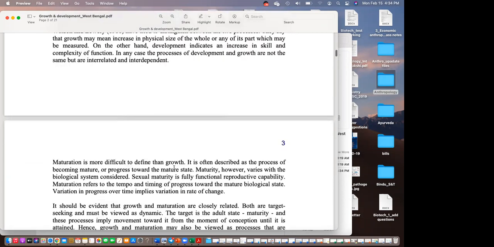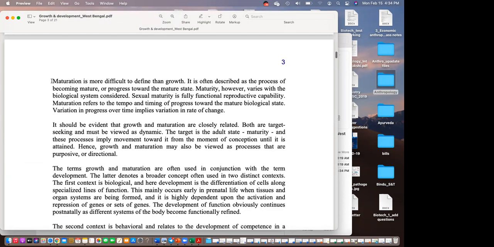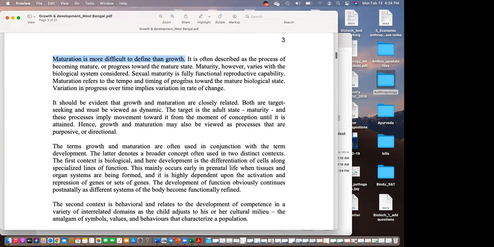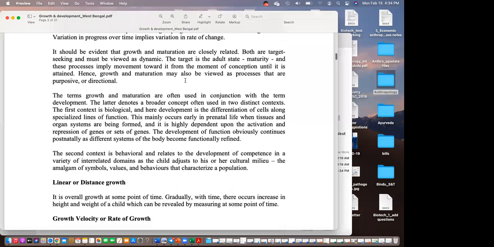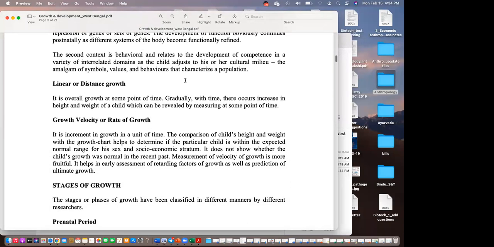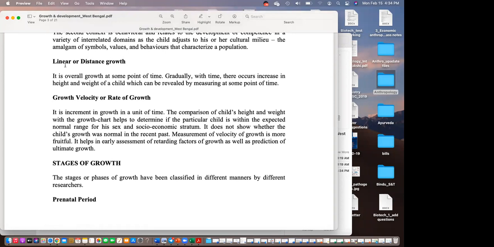And they also briefly talked about the concept of maturation. Maturity is attaining the functional aspect of it. In a way, we discussed it in similarity with the development concept here. So functional attainment, basically, is what they briefly discussed here. And a few aspects of growth, linear or distance growth. We talked about these, and some principles of growth. Which components actually grow first? Those things are briefly discussed here.